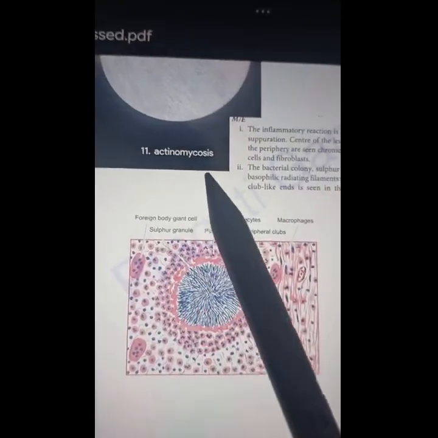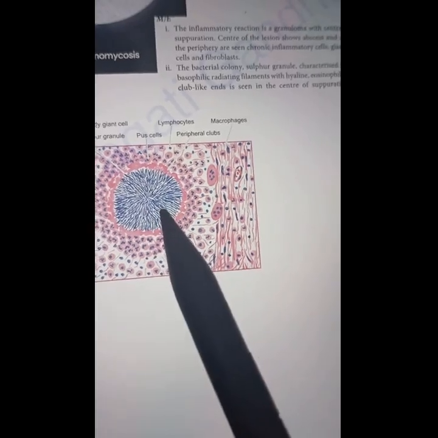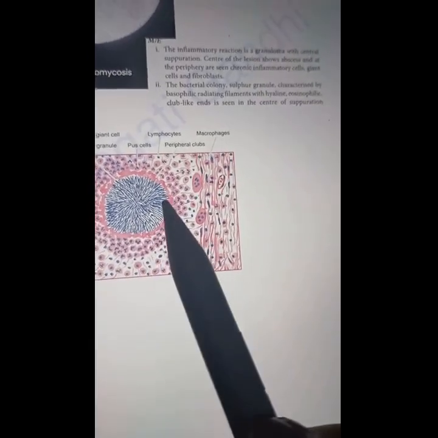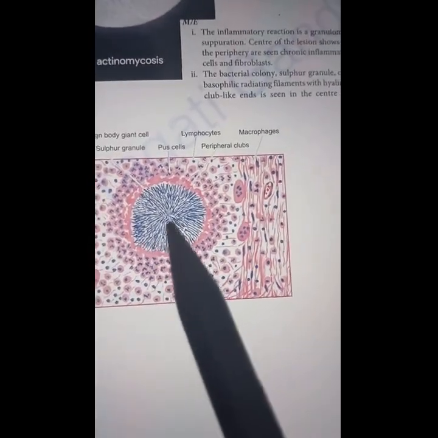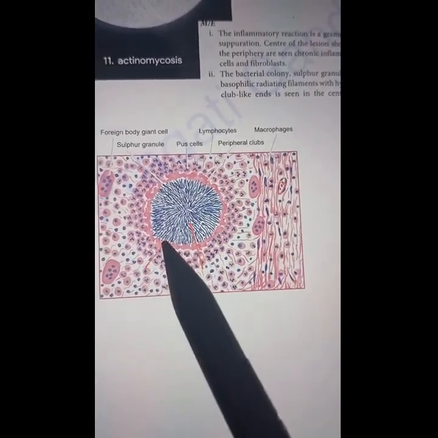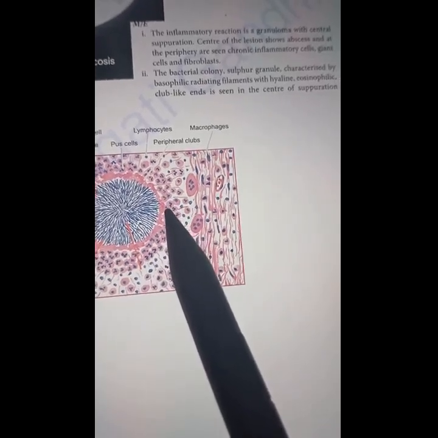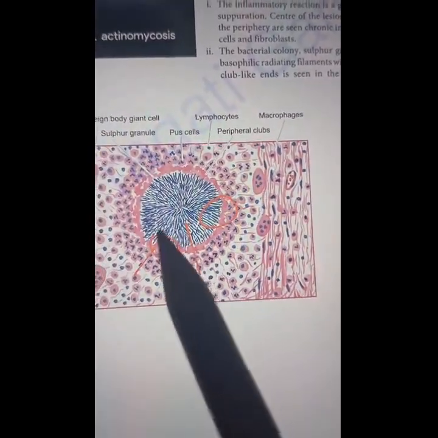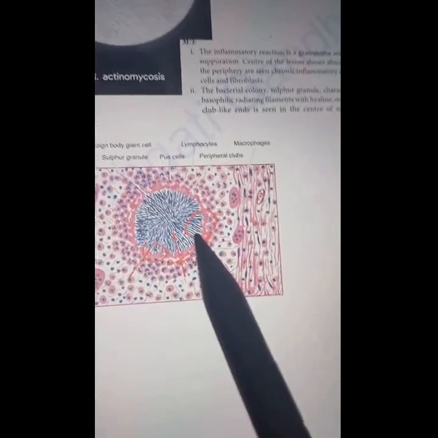Next one is the 11th one, which is actinomycosis. Actinomycetes cause actinomycosis. Here you can see the bacterial colony called the sulfur granule, and it is characterized by basophilic radiating filaments. So these are the basophilic radiating filaments, as one can see over here. And at the ends of these filaments, you will see hyaline eosinophilic club-like ends, which are basically seen in the center of suppuration.